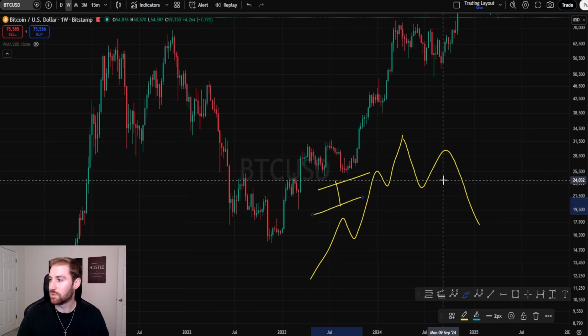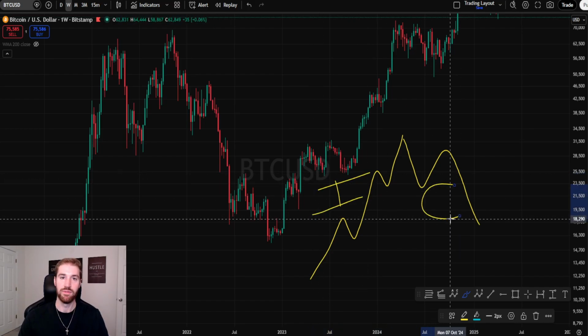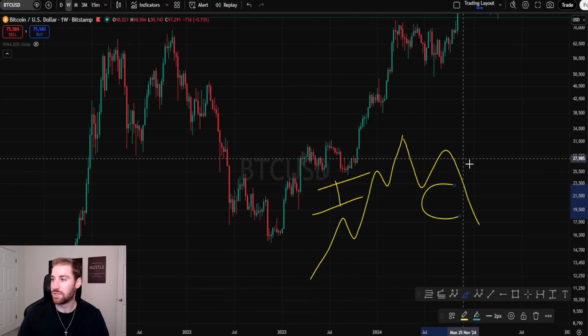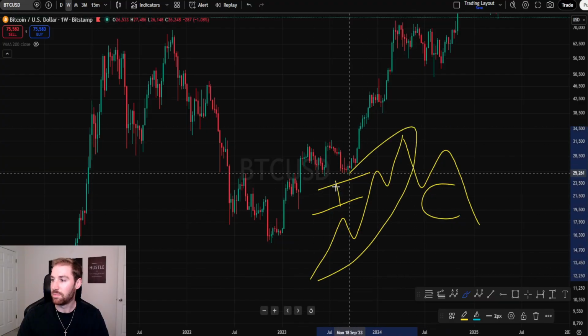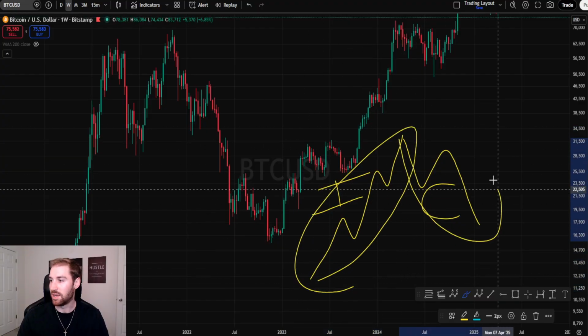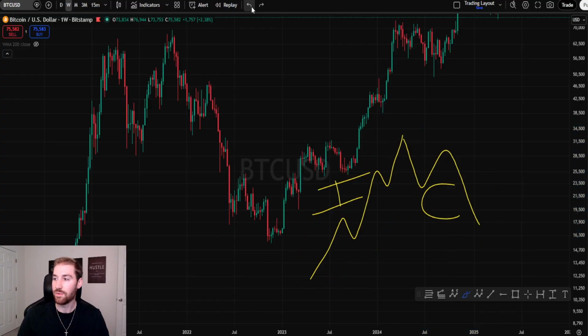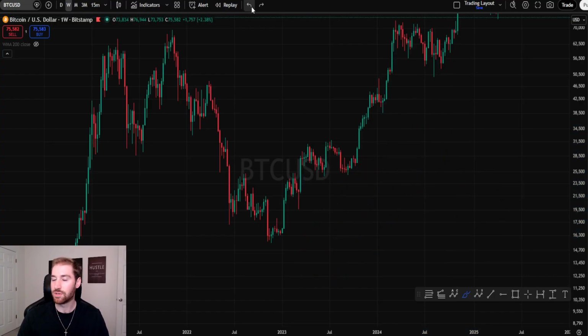This is our impulsive wave. This right here is our corrective wave. The way to determine if it's impulsive or corrective is the amount of waves inside of it. This being 5 waves impulsive, this being 3 waves corrective. Now that we have an understanding of what an impulsive wave looks like versus a corrective wave, we can go into an example here of what that looks like.